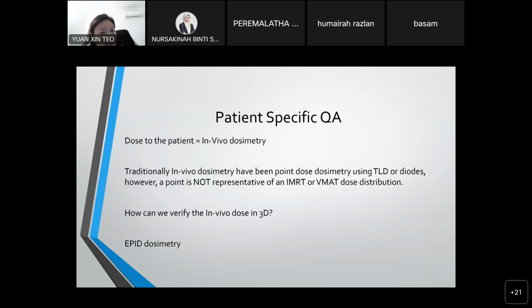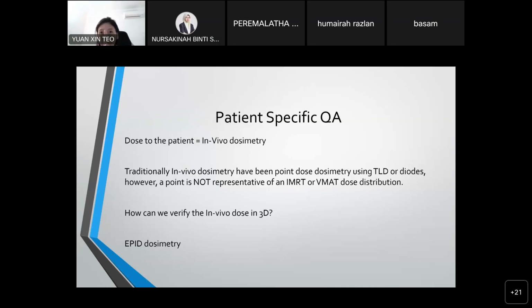Okay, then dose to the patients equals in vivo dosimetry. Traditionally, in vivo dosimetry has been point dose dosimetry using TLD or diodes. However, a point is not representative of an IMRT or RapidArc dose distribution. So previously, in vivo, they only used one point.